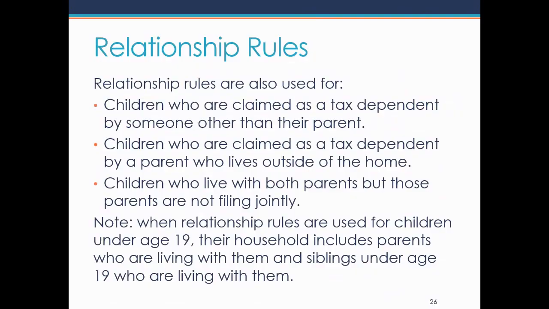Now, relationship rules are also used for children who are claimed as a tax dependent by someone other than their parent, children who are claimed as a tax dependent by a parent who lives outside of the home, and children who live with both parents, but those parents are not filing jointly. When relationship rules are used for children under age 19, their household includes parents who are living with them and siblings under age 19 who are living with them. And we've already seen this when looking at the other household members in our prior scenarios, but let's take a look at a few more.